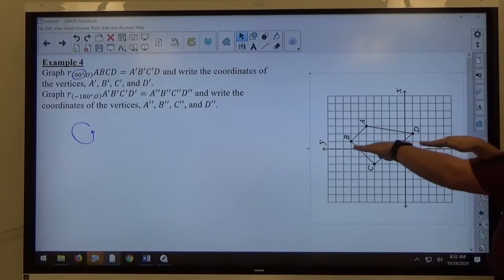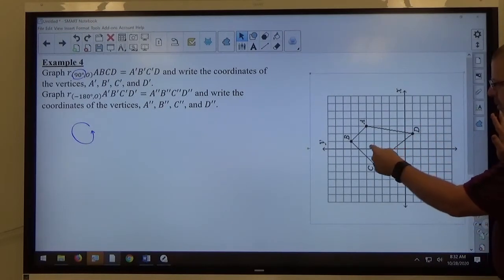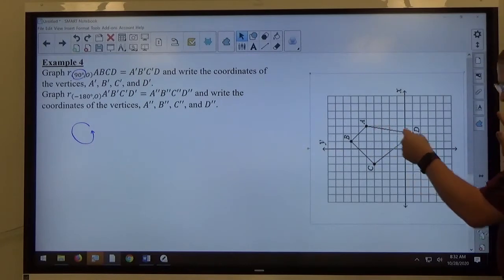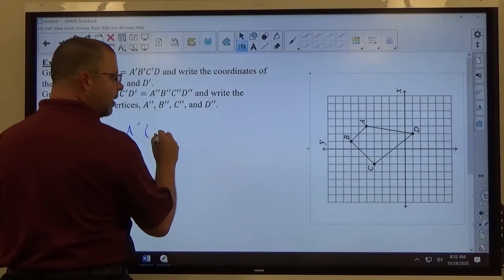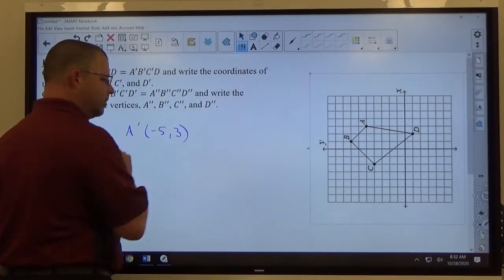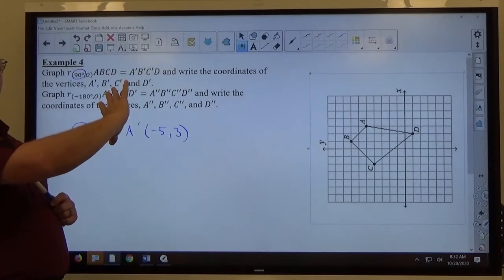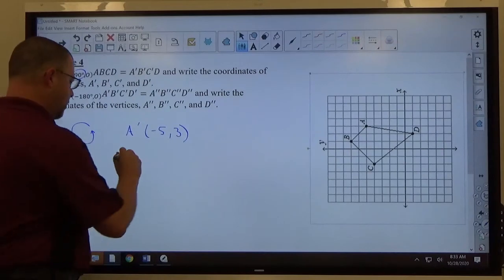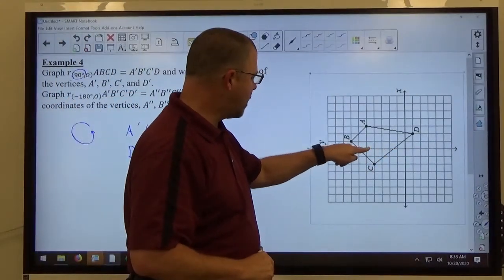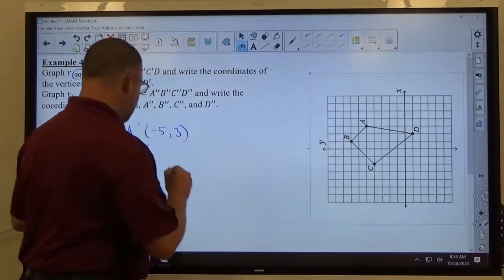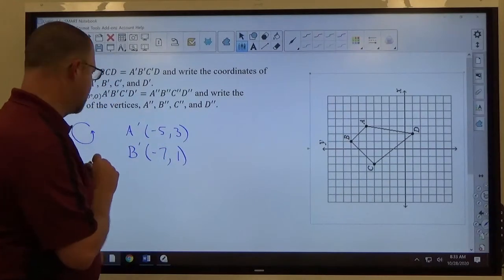So pretending this is an X-axis, this is a Y-axis, if I look at point A, I'm going 1, 2, 3, 4, 5 left, and 1, 2, 3 up. So then turn your paper back and write A prime equals negative 5, 3. Okay. Then you twist it 90 degrees counterclockwise again, and look where B is, so that's where B prime is going to be. So 1, 2, 3, 4, 5, 6, 7, 1. So negative 7 because we went left, positive 1 because we go up to get to B.